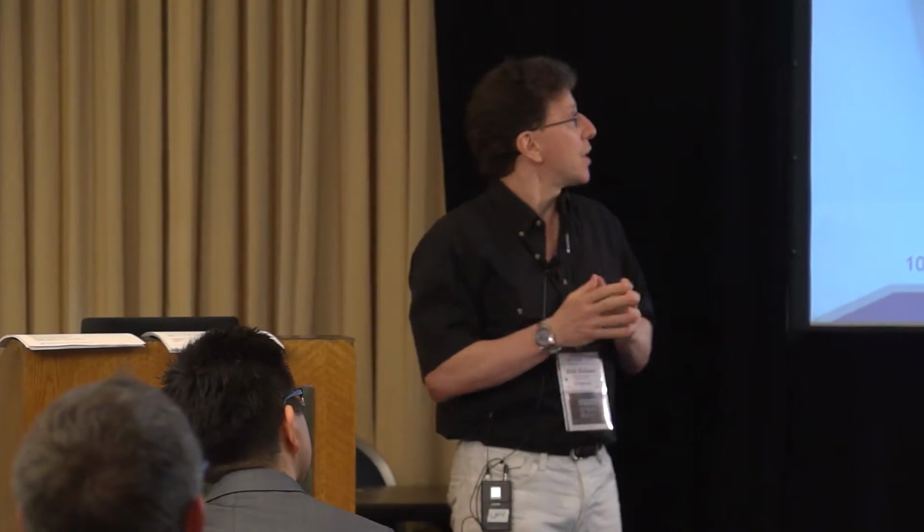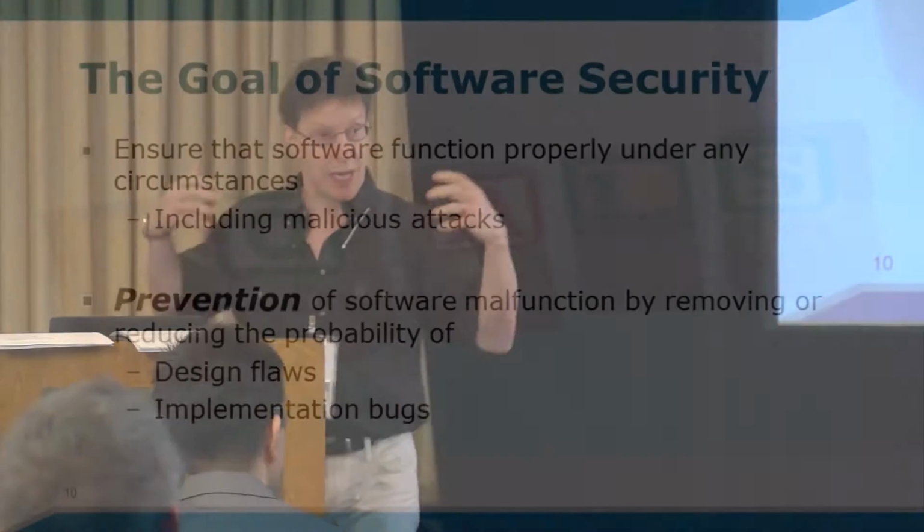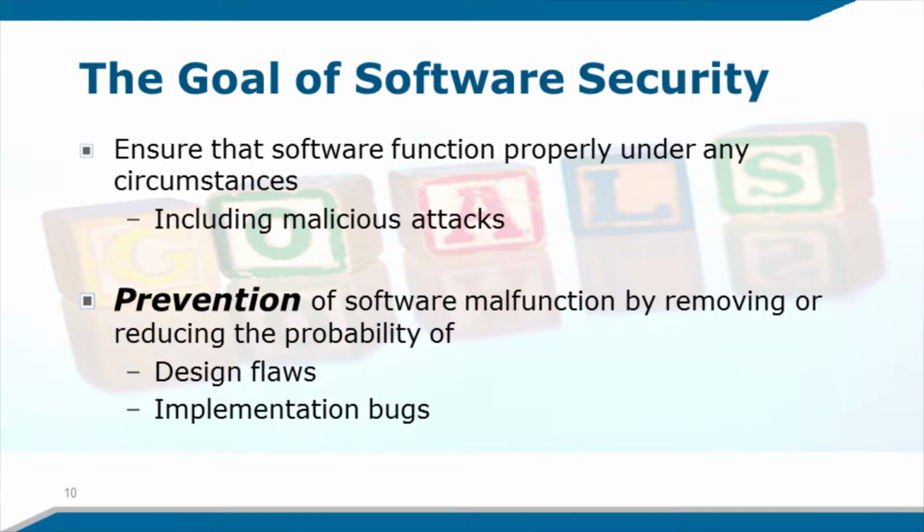So if you are thinking with a security mindset, then what you're trying to do is to think about how your software can be attacked. What are the attack vectors? What are the threats? And to try and prevent those by reducing the probability of both implementation bugs and design flaws. And again, our focus is going to be on the design flaws.